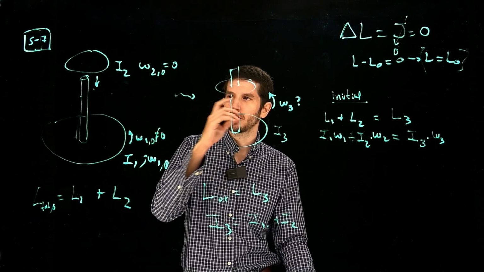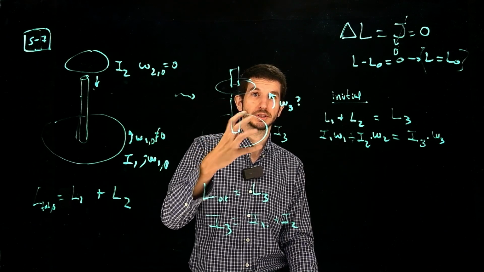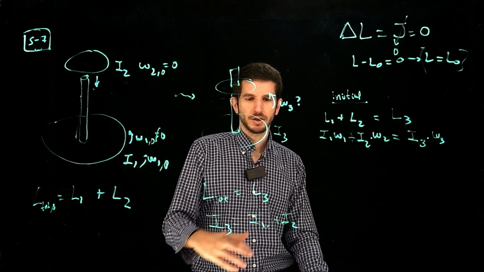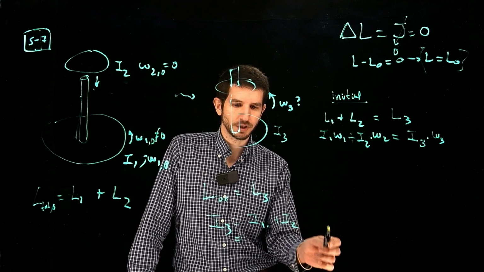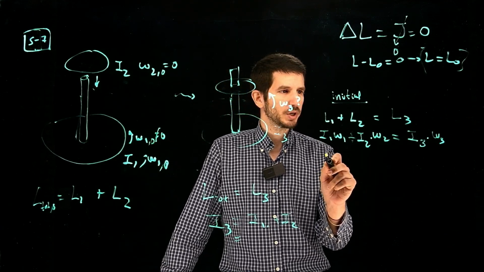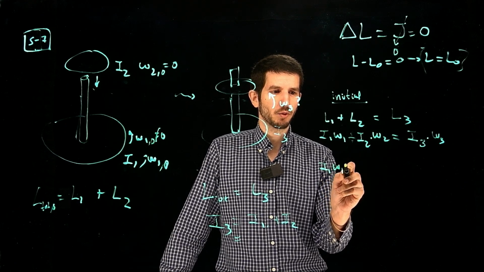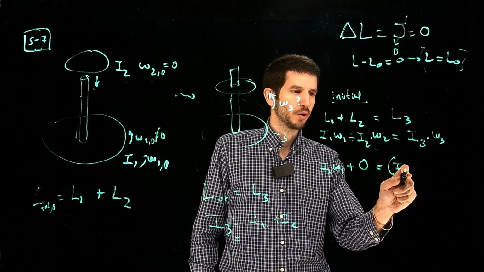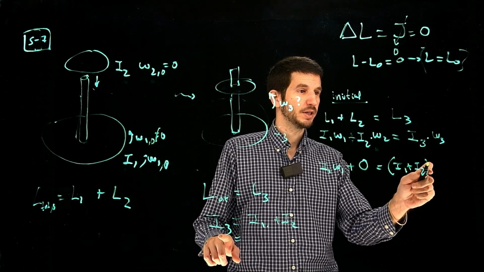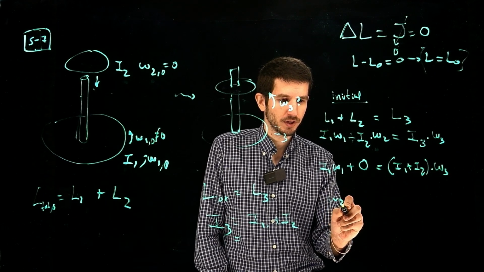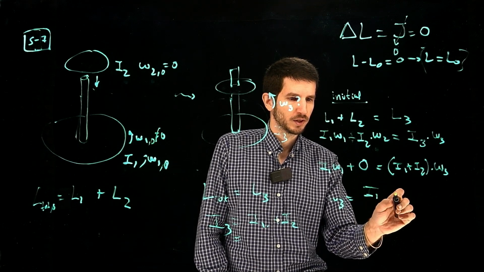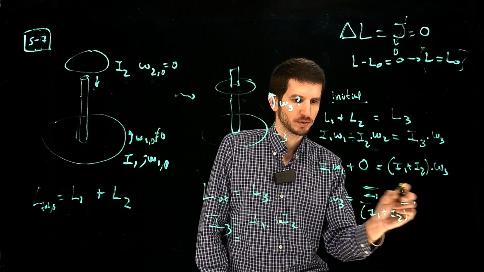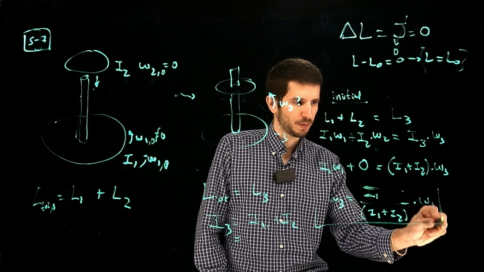Now in this case, saying initial or final for inertia is not relevant because we're not changing the geometry of each one of these disks, right? It's like before when we were saying you extend the arms and you contract them. Here inertia is the same. So the inertia of 3 is I1 plus I2. So we can bring that here and write I1 omega 1 plus I2 omega 2, but omega 2 is 0, so that's 0. And that's equal to I1 plus I2, which is I3, times omega 3. So how much is omega 3? Omega 3 is going to be I1 divided by I1 plus I2, times omega 1. And that is the solution.